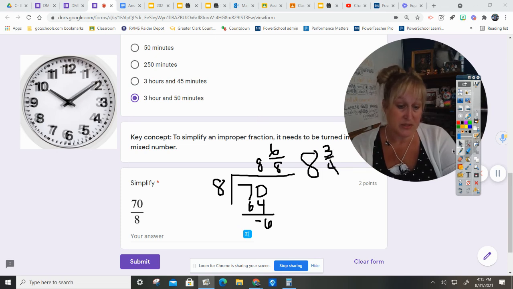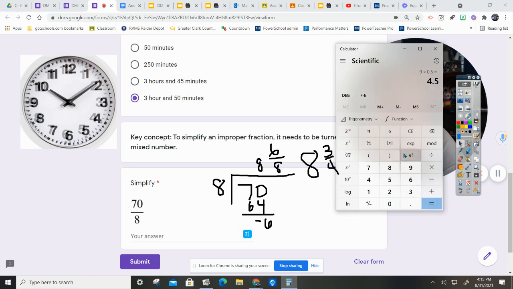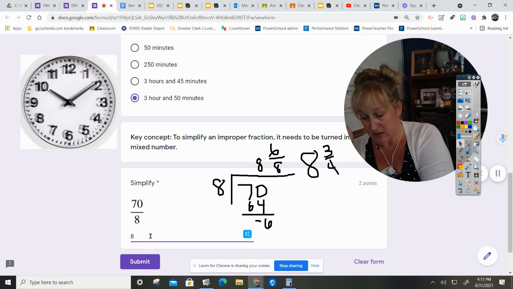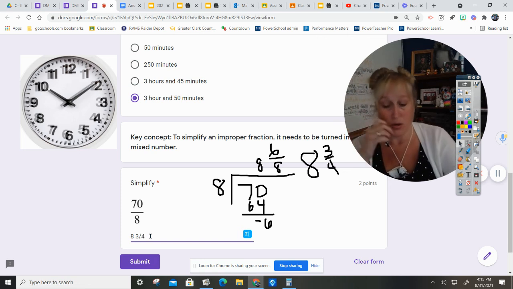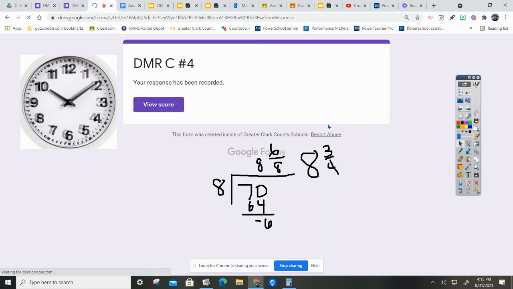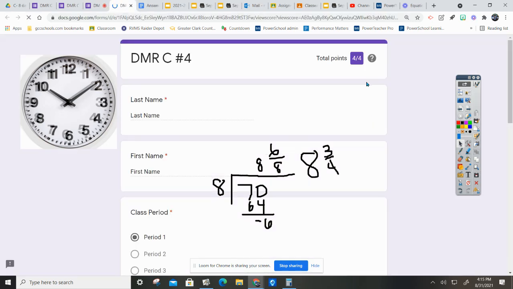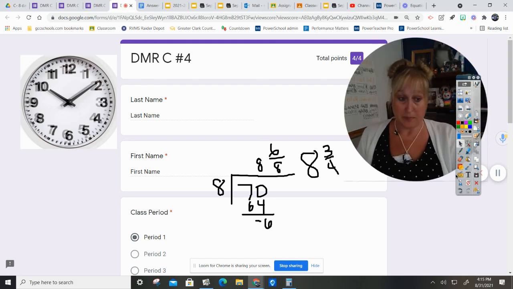Now I know that there's going to be some of you, Miss Bingham, you said we can use a calculator. So yeah, you can use a calculator. That's fine as long as you push in the right numbers. So it's 70 divided by 8. It should be 8.75. Yep, 8.75. So both answers should be correct. I'm going to type 8 space 3/4. Hit submit. View my score. 4 out of 4. So hopefully when you guys go to take this test coming up, you'll be good to go.